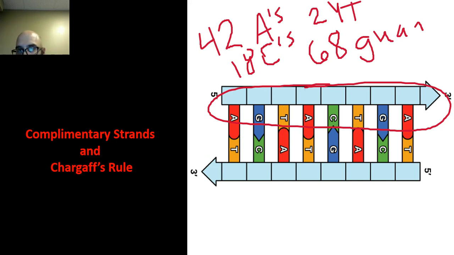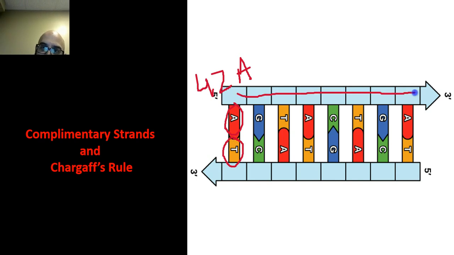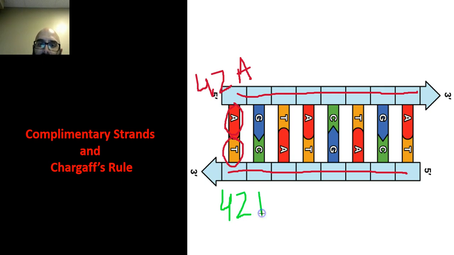The answer has to be yes. Here's why. If you have 42 A's on this strand right here, complementary base pairing tells us that every A on this strand is going to bond with a T on the complementary strand. That means for every A on this strand, there's a T on this strand, meaning that there is in fact 42 T's on that opposite strand.